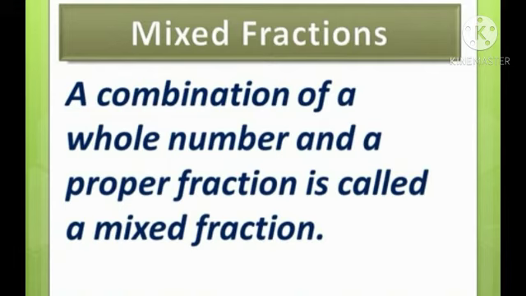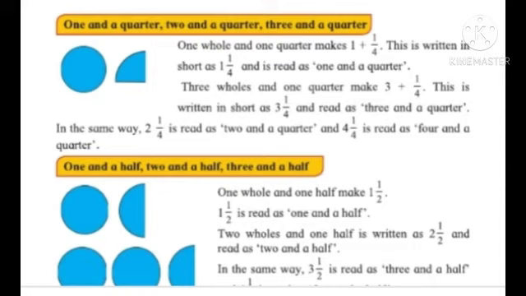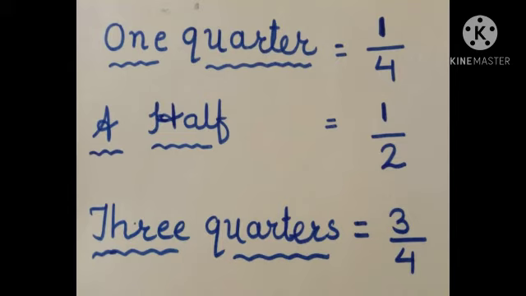So the definition of a mixed fraction is: a combination of a whole number and a proper fraction is called a mixed fraction. Now we are going to see on page number 56 the parts 1.25, 2.25, 3.25. Students, you know that for 1/4 we write 1/4, for a half we write 1/2, and for 3/4 we write 3/4.